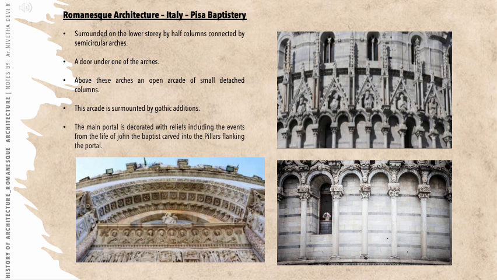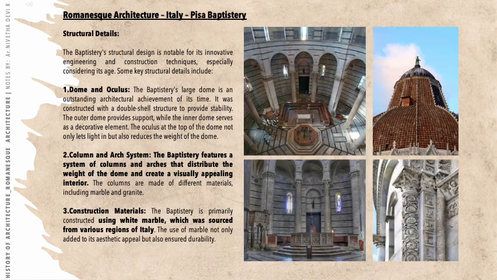Above these arches is an open arcade of small detached columns. This arcade is surmounted by Gothic additions. The main portal is decorated with reliefs, including events from the life of John the Baptist carved into the pillars flanking the portal.